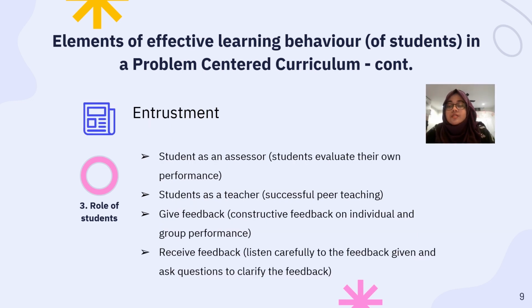The second role of students is entrustment. The theory behind entrustment is students need to trust the process, trust what they are doing in the problem-based learning curriculum. The first one under entrustment is student as an assessor, meaning students have to evaluate their own performance. They have to evaluate whether they are doing good in the discussions in the classrooms, and if they need improvement, they should be assessing their own self and trying to bring improvement.